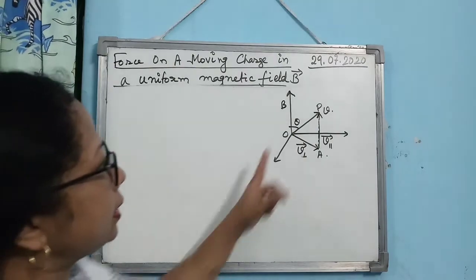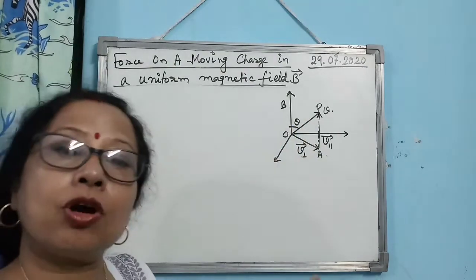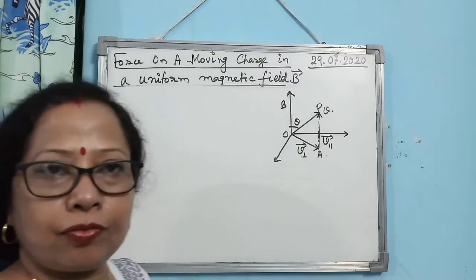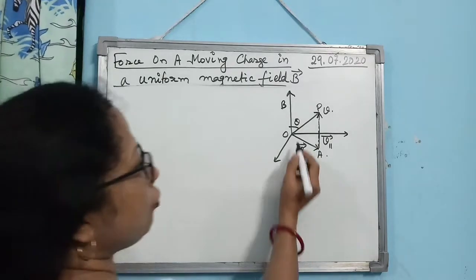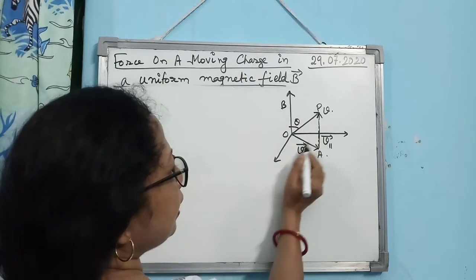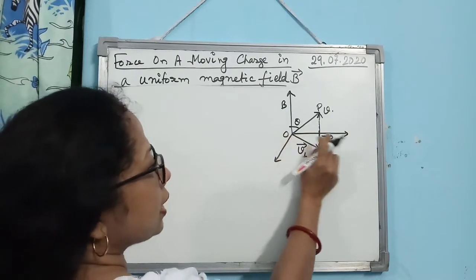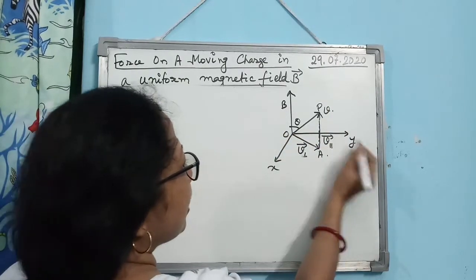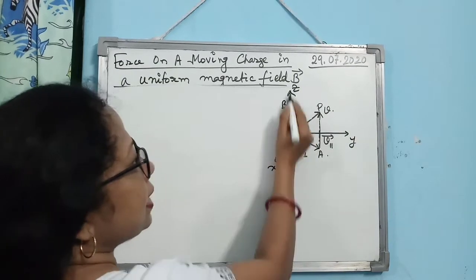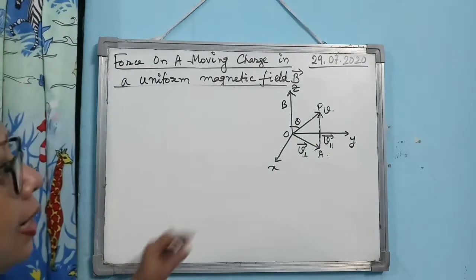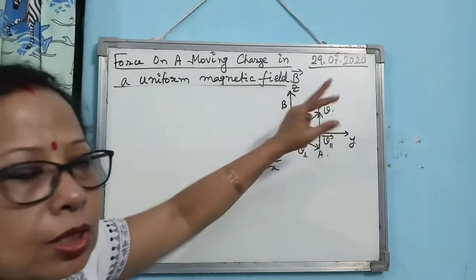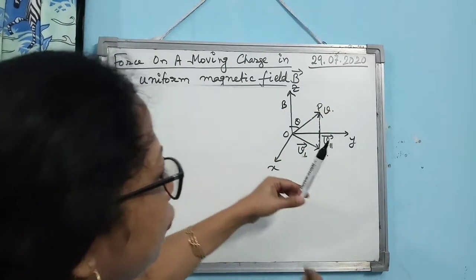Alright, this means the velocity is neither parallel to the magnetic field nor perpendicular to it. Suppose this is v, and B is in this direction. Consider x, y and z axes. B is along the z axis, and v is in space.